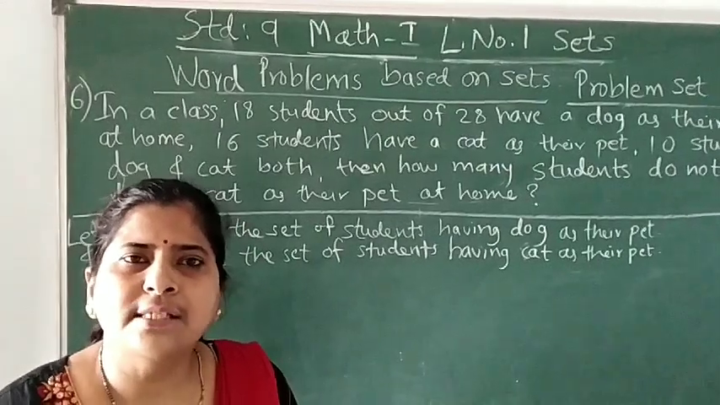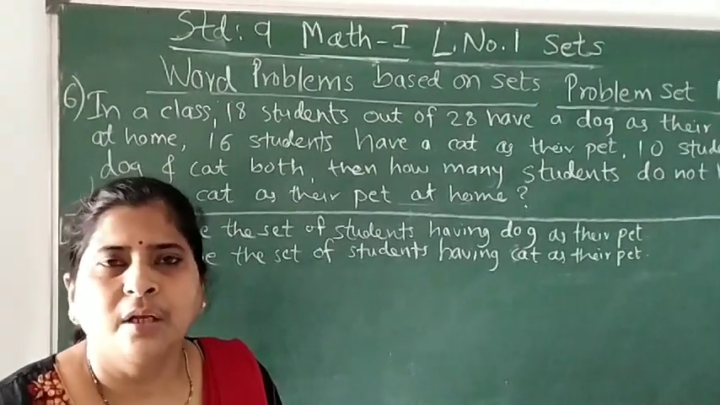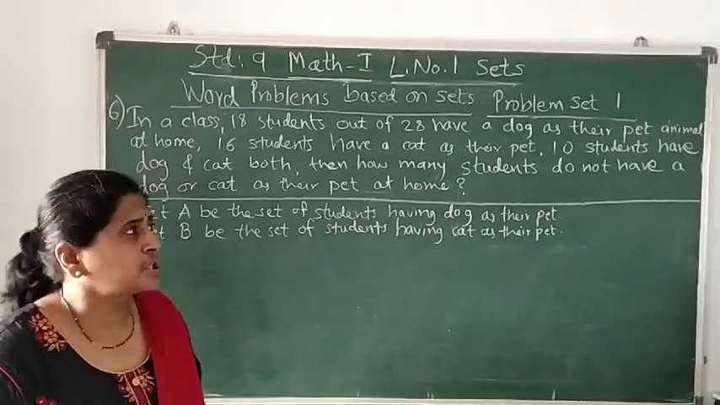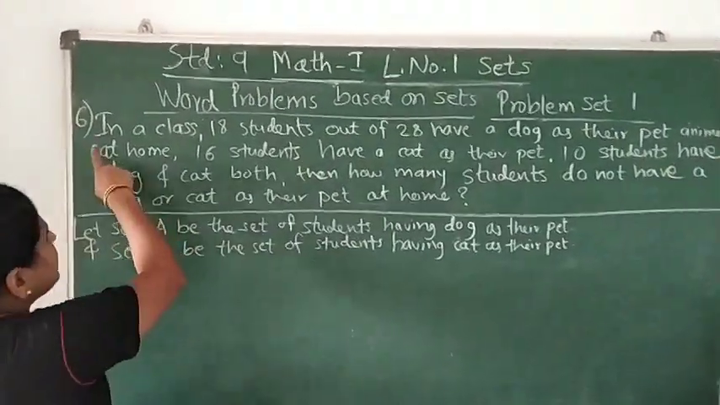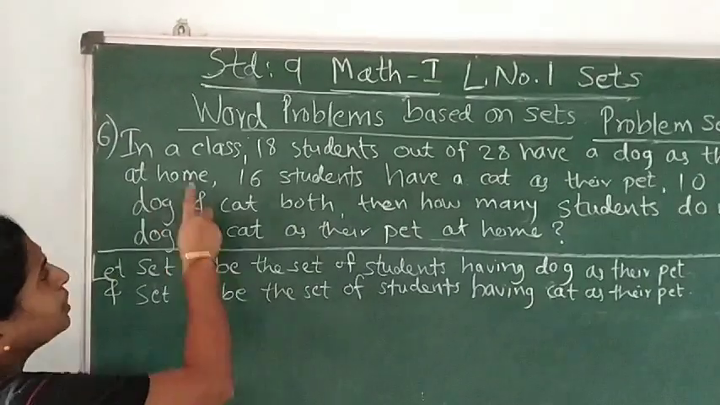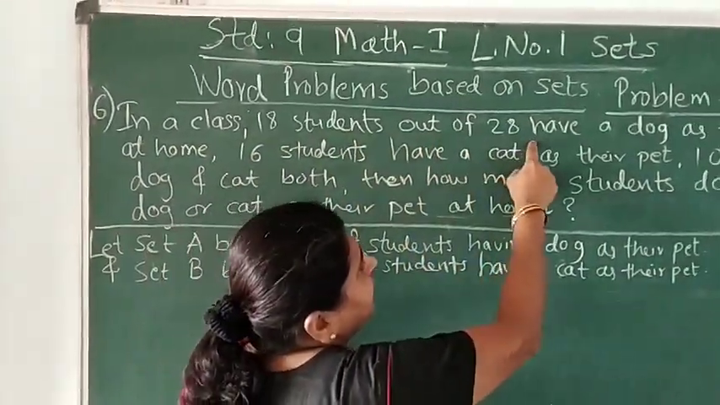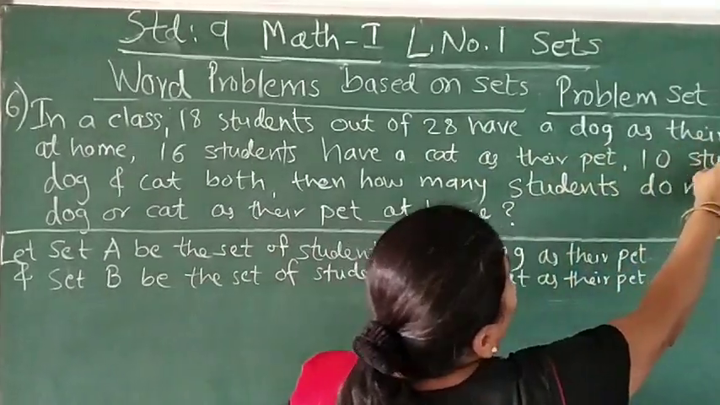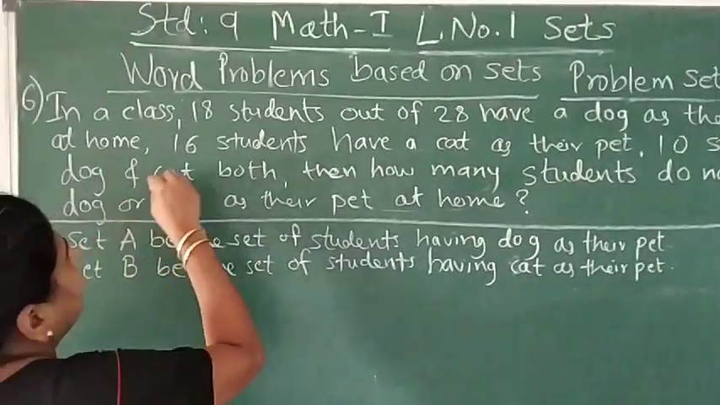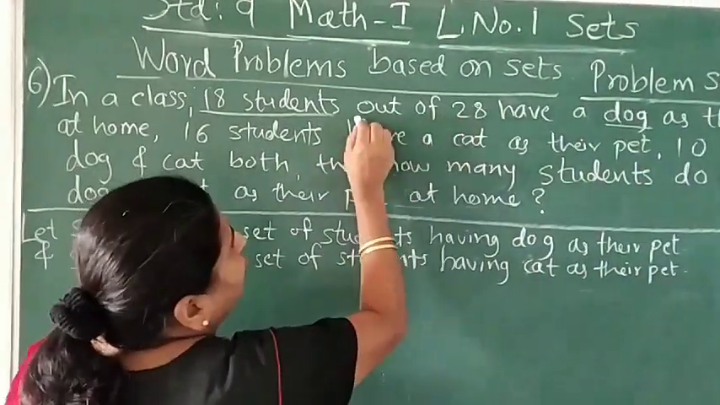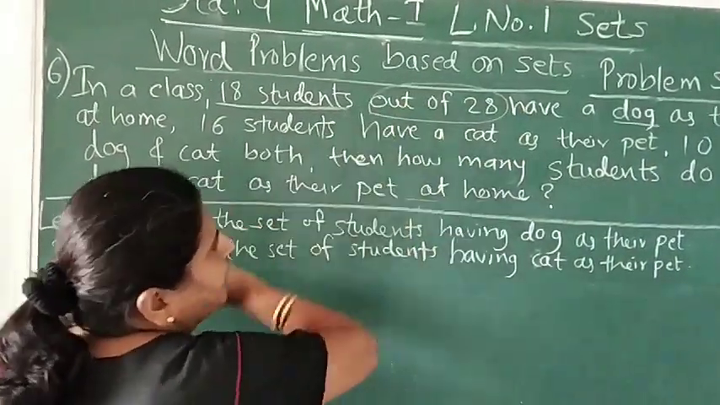Hello. Now let's see another situation which we can solve with the help of sets. Now let's see the question. For this I have selected question number 6 from problem set 1. The question is, in a class 18 students out of 28 have a dog as their pet animal at home. So 18 students are having a dog, and out of 28 means the total is 28.